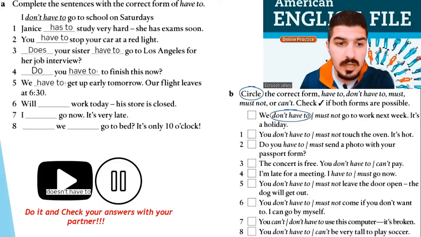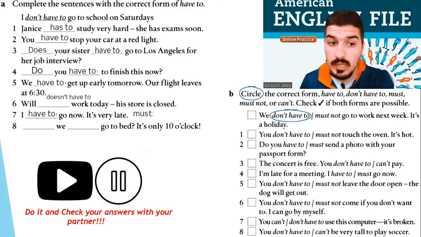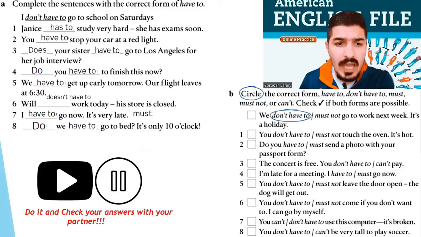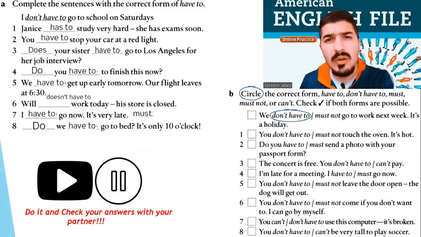Number 6. Will doesn't have to work today. His store is closed. Number 7. I have to go now. It's very late. Or you can say, I must go now. It's very late. And the last one, do we have to go to bed? It's only 10 o'clock. Good.